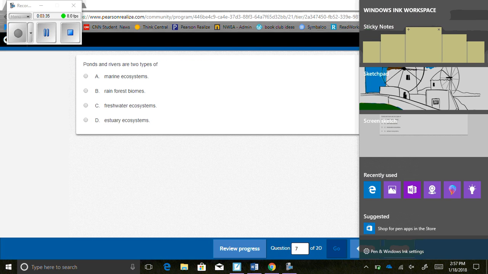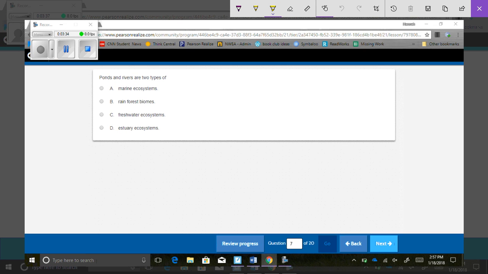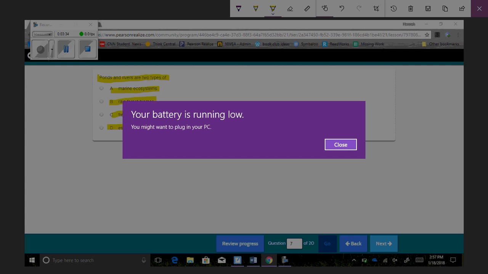Question 7. Again, if I am moving too fast, please pause this or re-listen to the question. Question 7. Ponds and rivers are two types of A, marine ecosystems, B, rainforest biomes, C, freshwater ecosystems, or D, estuary ecosystems.